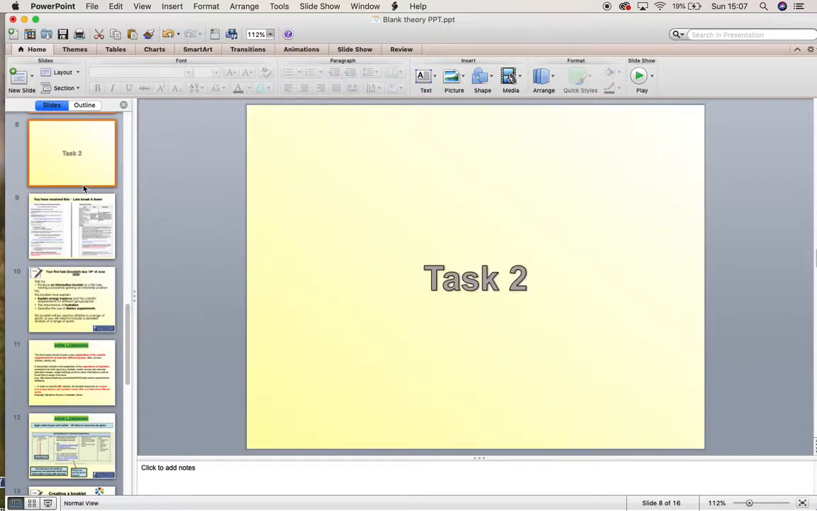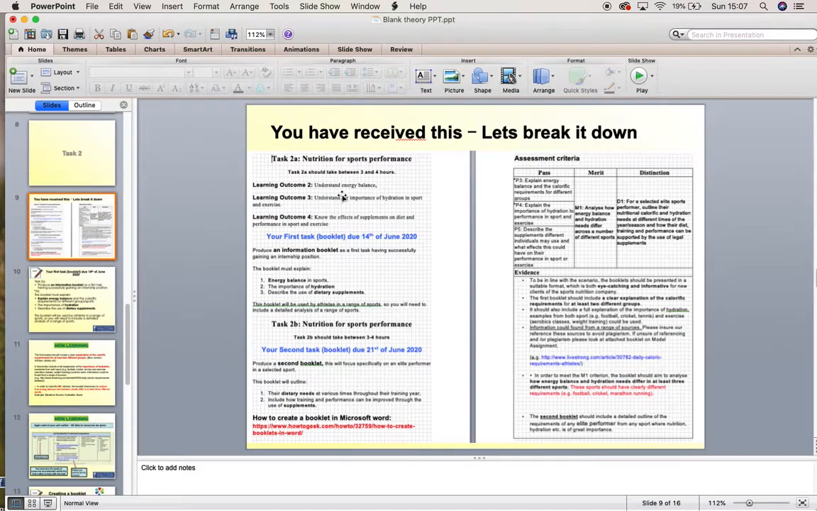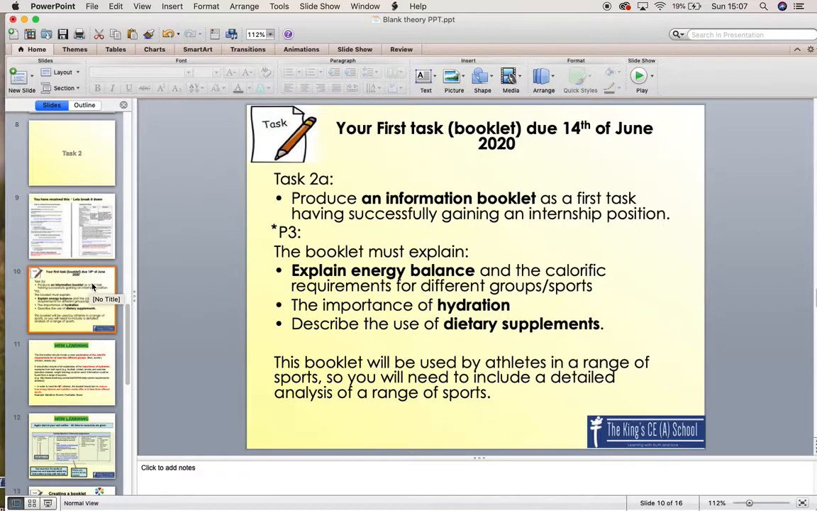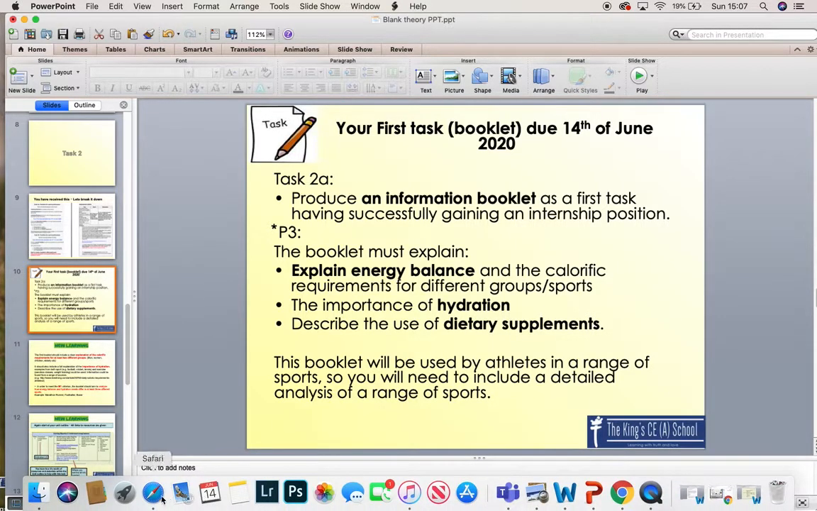So going on to task 2, little monkeys, not reading. Task 2 was very, very clear. Produce an information booklet as a first task, having successfully, well done, gained an internship. So the booklet must explain energy balance and the calorific requirements for different groups and sports, the importance of hydration, and describe the use of supplementary dietary supplements. Sorry, I'm getting a bit tired now.